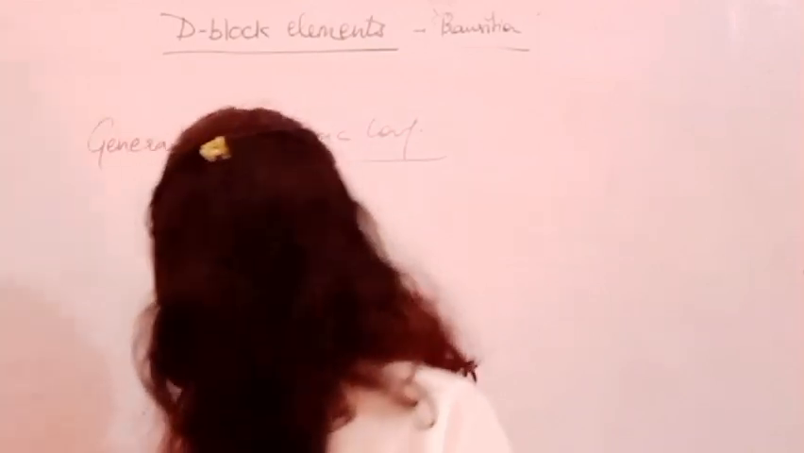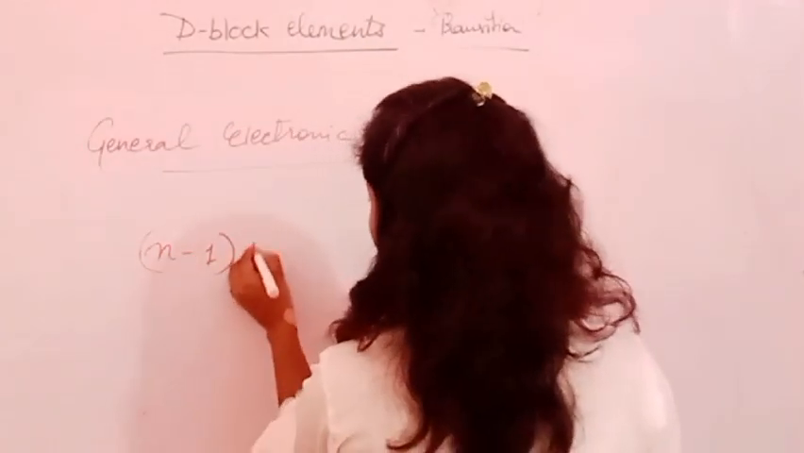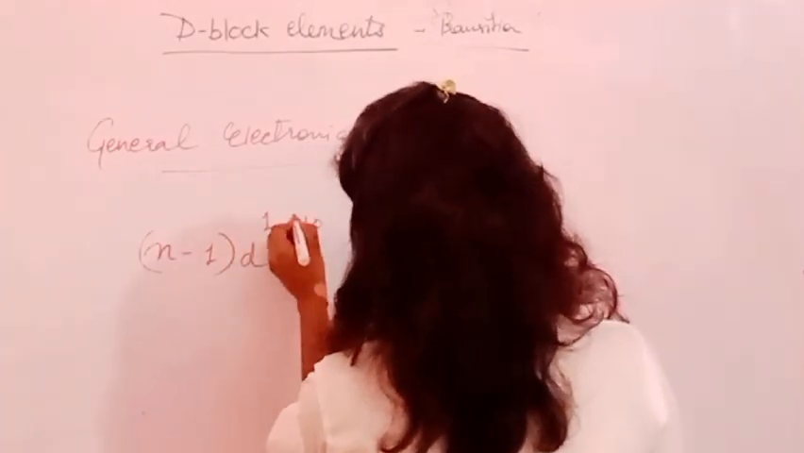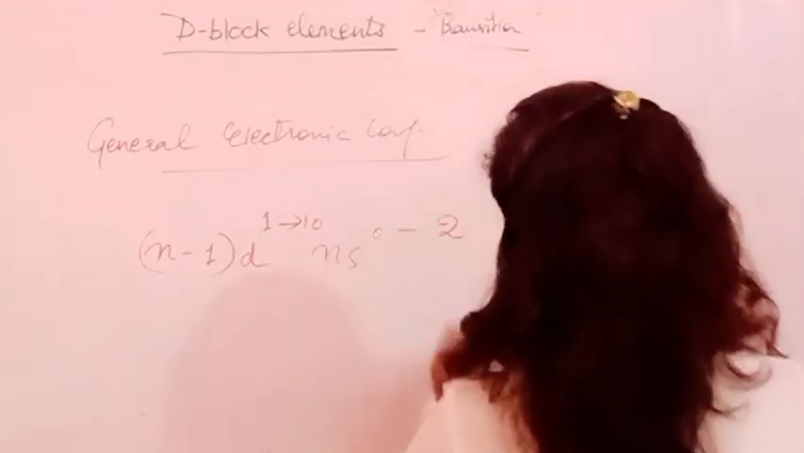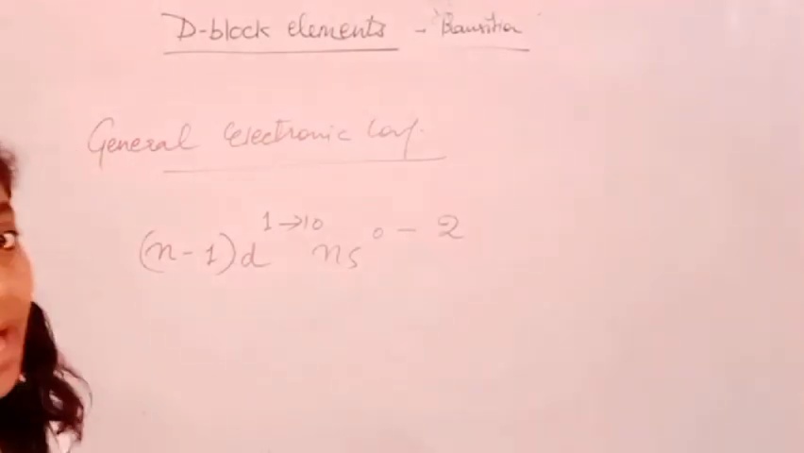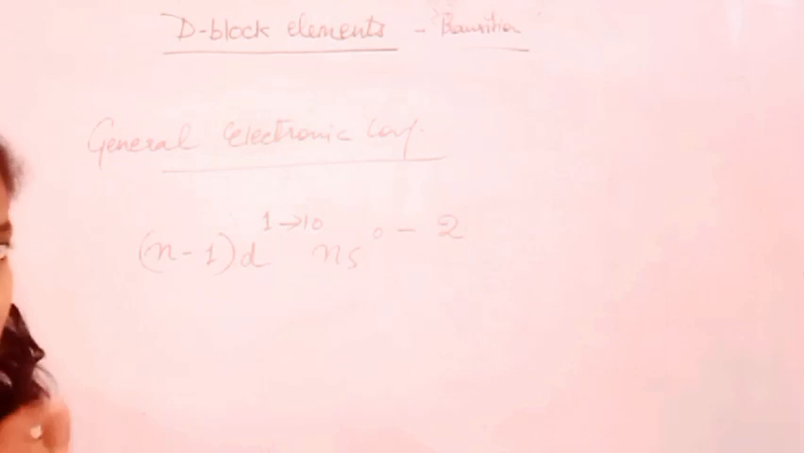फॉर योर डी ब्लॉक एलिमेंट: (n-1)d, ठीक है, d का आपका (n-1) from 1 to 10, ठीक है, 1 to 10 and your ns is 0 to 2, ठीक है, (n-1)d from 1 to 10 and ns from 0 to 2.